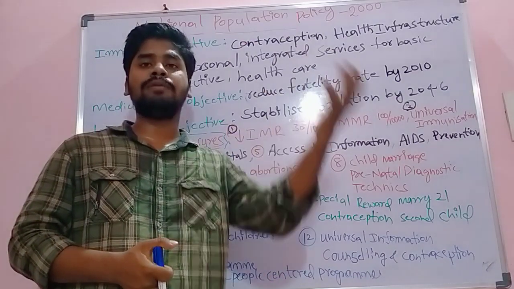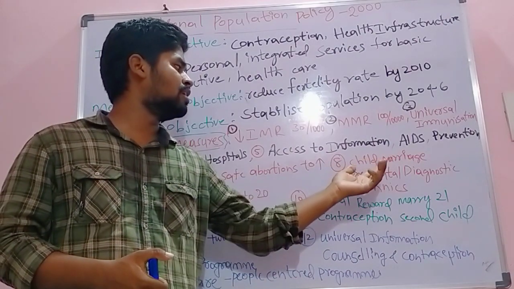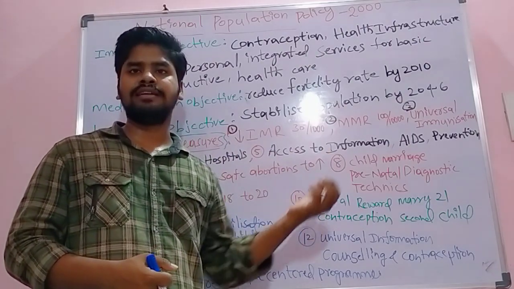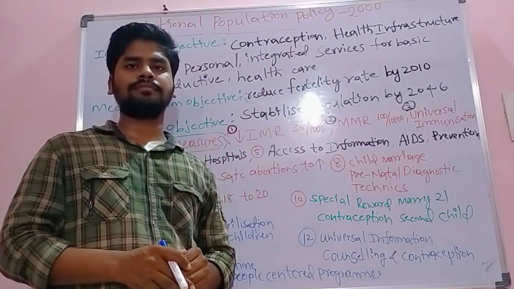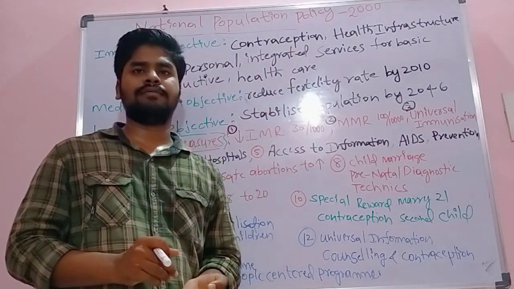Earlier it was only 15 years. In the 1970s, the Child Marriage Restraint Act was amended in 1978 from 15 years to 18 years. That has to be strictly implemented. Still, it is not being implemented in India.